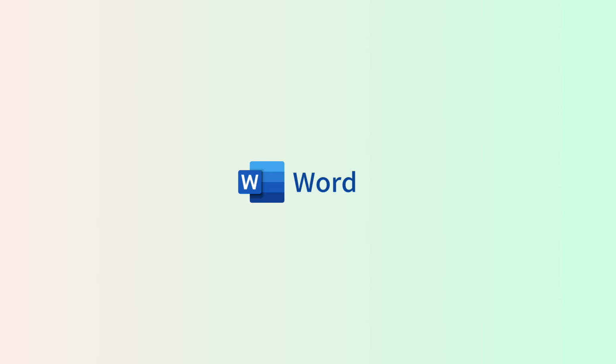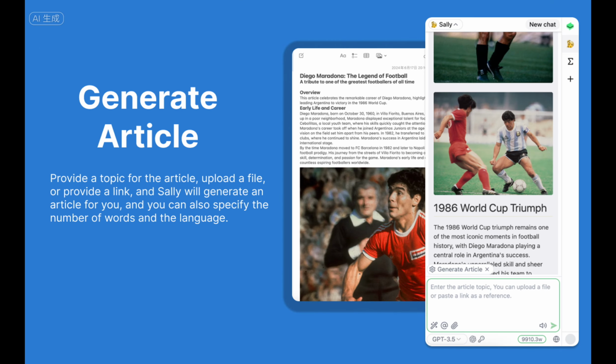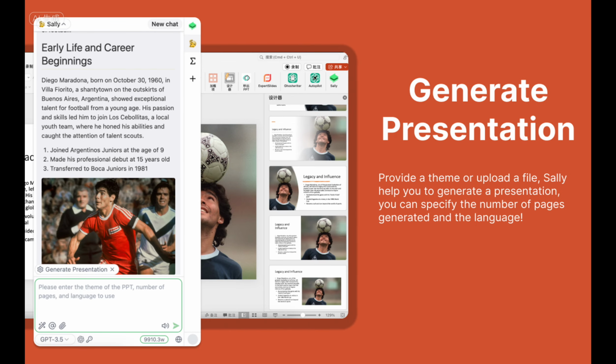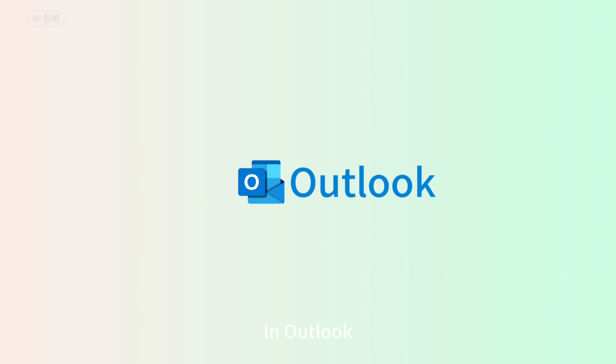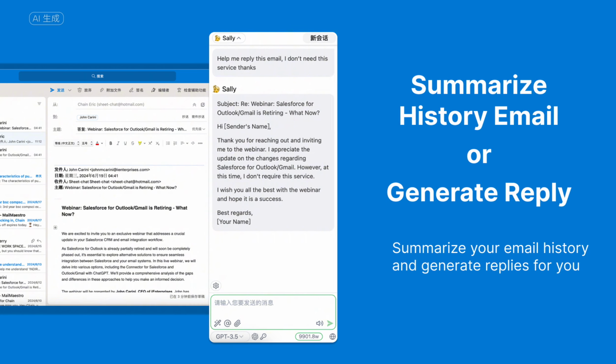In Word, Sally can improve your writing or generate articles for you. In PowerPoint, Sally can generate presentations and speaker notes for you. In Outlook, Sally can help you summarize historical emails and generate reply emails.